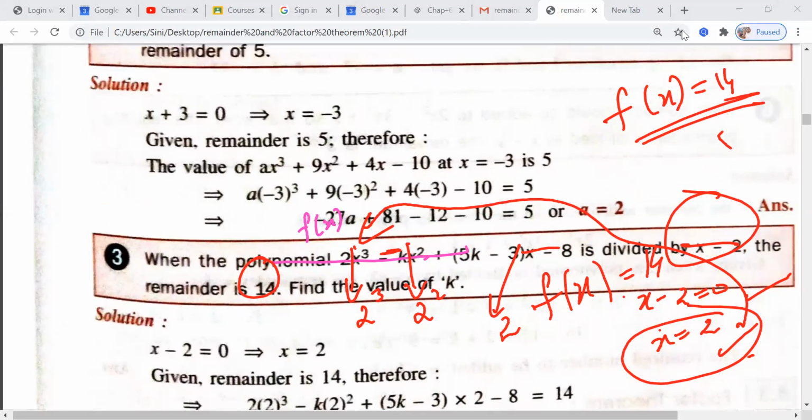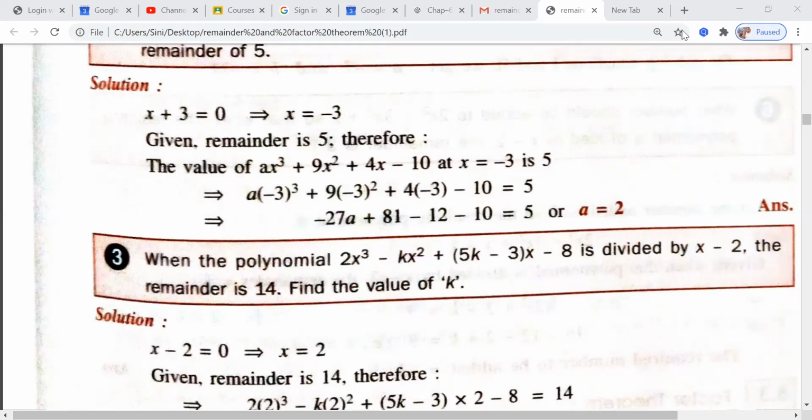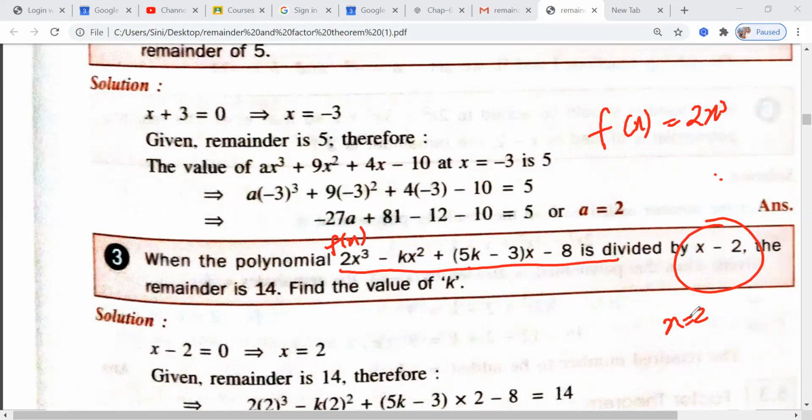One more, I'll just explain the same thing. Question number 3. F of x value is 2x cube minus whatever. This is my f of x value. Correct? X minus 2 is the divisor, so x is equal to 2. In place of x, I have to substitute 2. And the remainder is given in the question as 14. So from this I have to find just the k value.